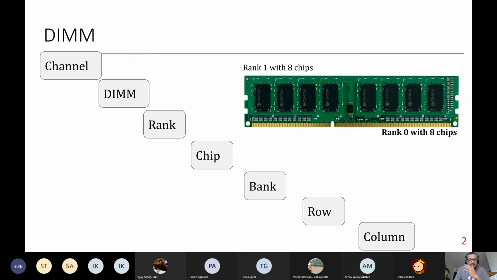The most important thing that you should remember is that there is something called rank, which consists of multiple devices that have banks, and a bank is nothing but a 2D structure consisting of rows and columns. Okay.